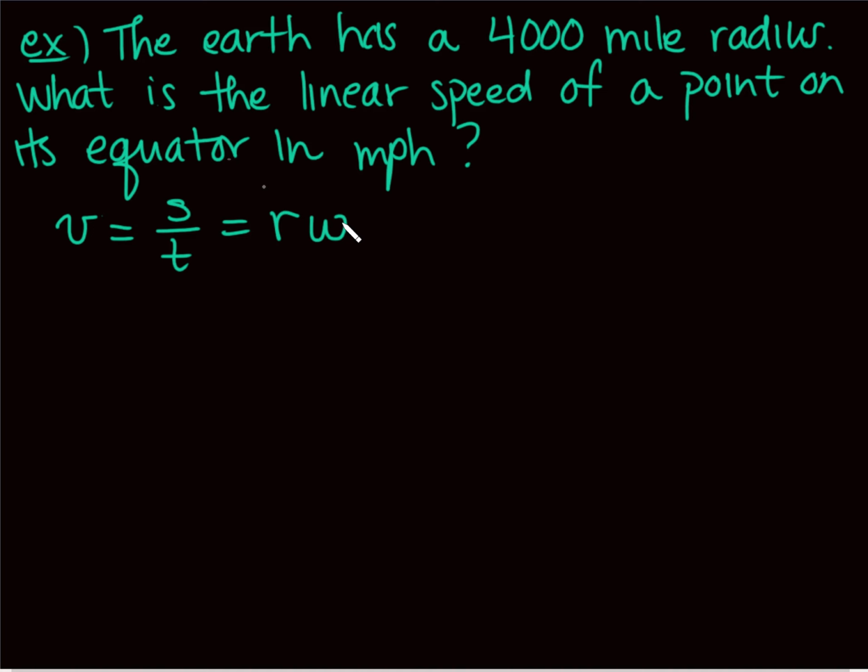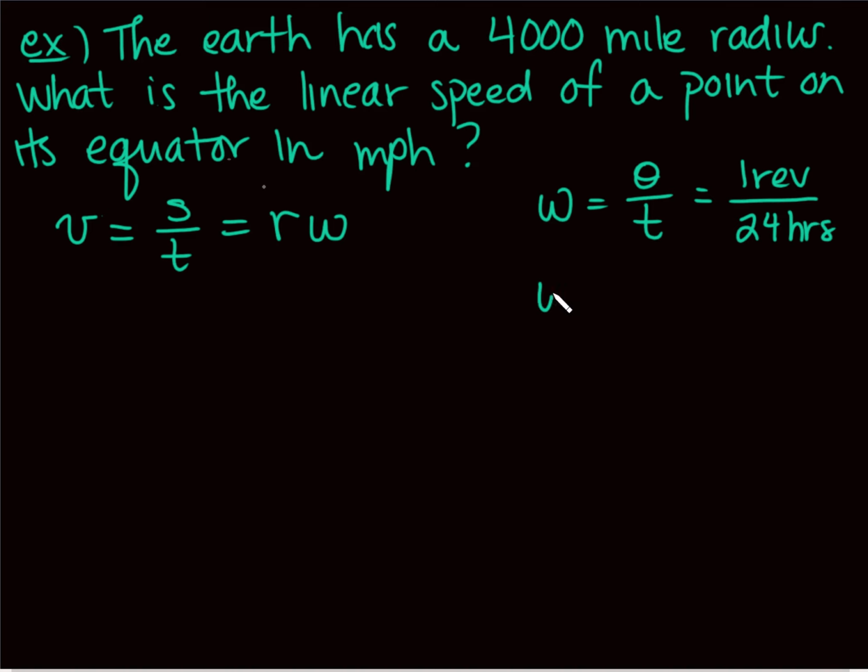So think of a point on the equator. What is the angular speed? Is there any way that we can determine a radian measure, an angle that I go through over a certain amount of time? Because remember, angular speed is theta over t. Well, there sure is. What do we know about Earth? We know that it makes one full revolution, right? In what? 24 hours. That's the definition of a day.